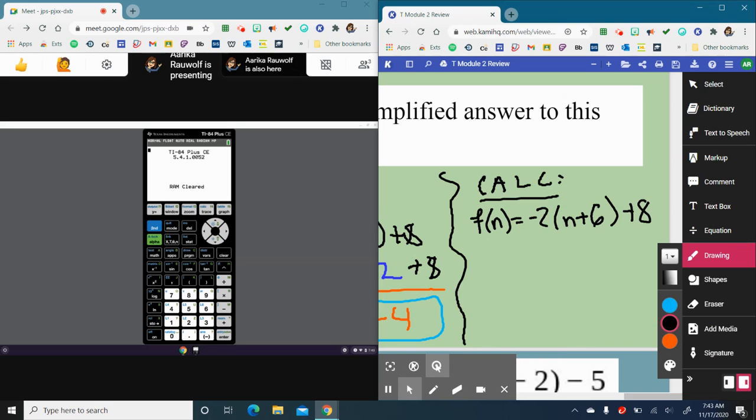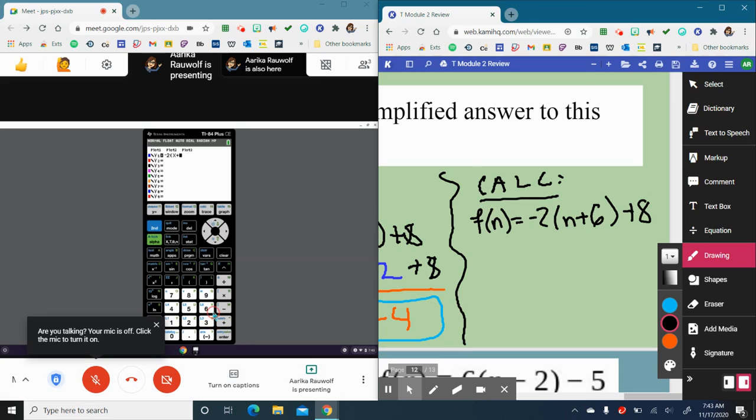Okay, now I'm going to show you the calculator way. So this is my original equation that we were given on our slide. On the calculator, I'm going to type that in. So I hit y equals, then I type in the negative sign, -2, parentheses. This button right here is my variable button, and it's going to put an X instead of an N. I don't know how to make it put an N, so it's just an X.